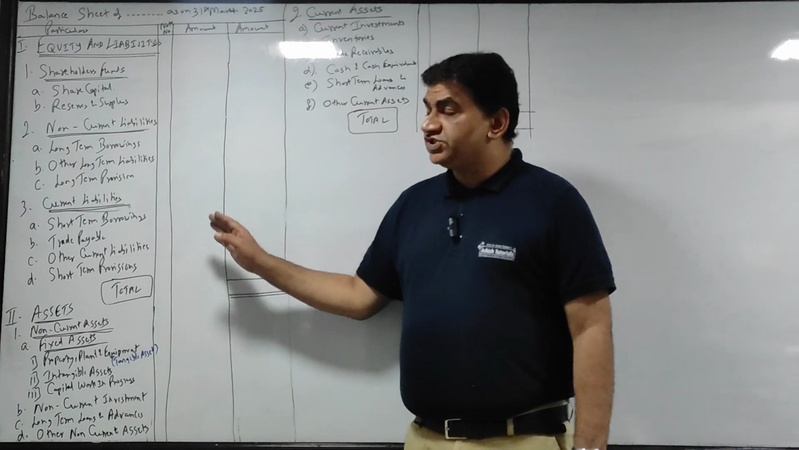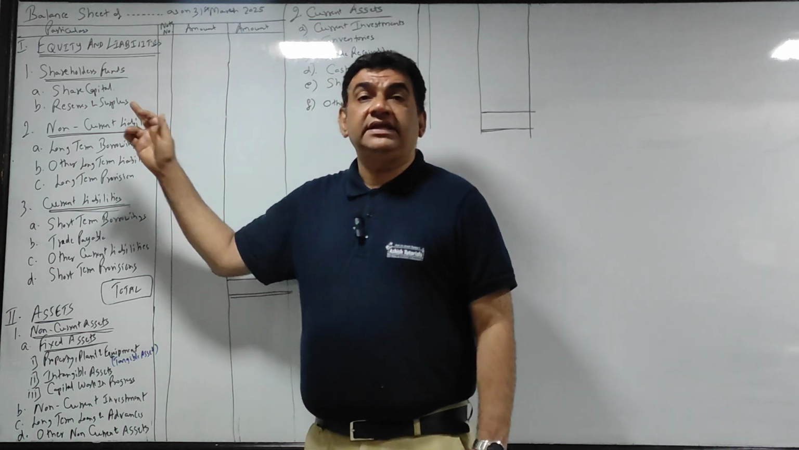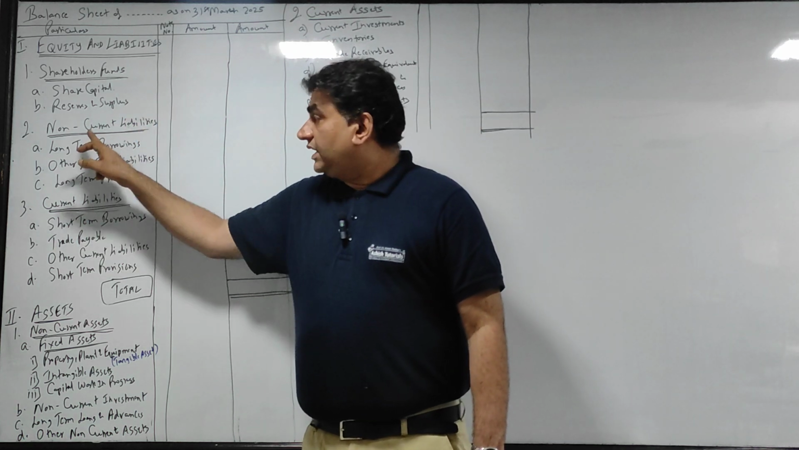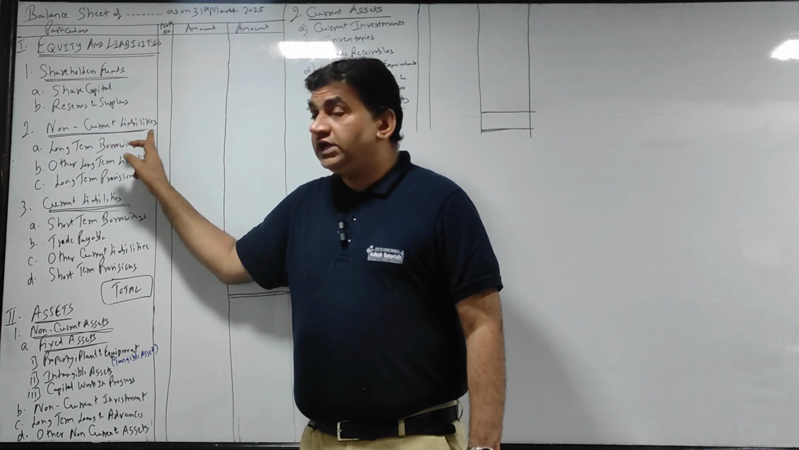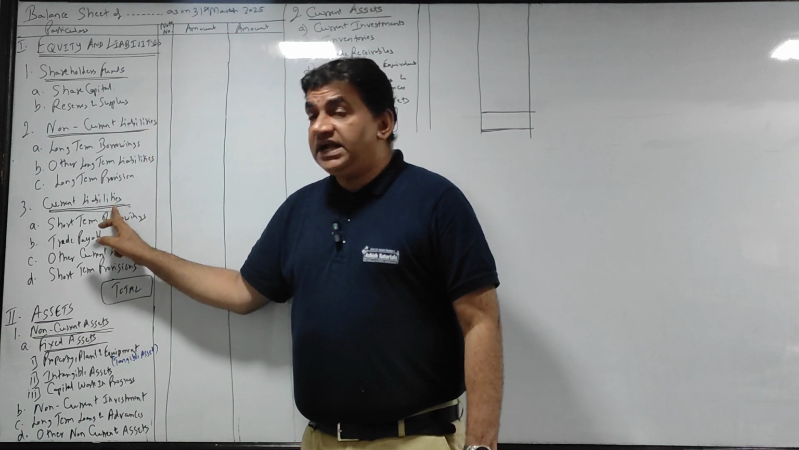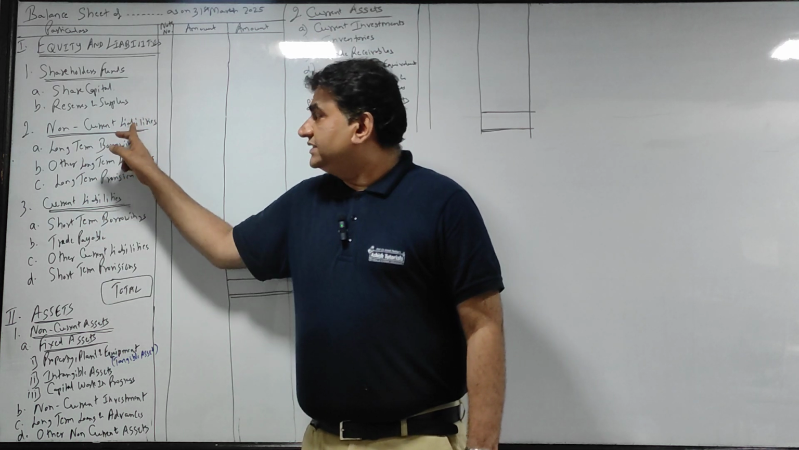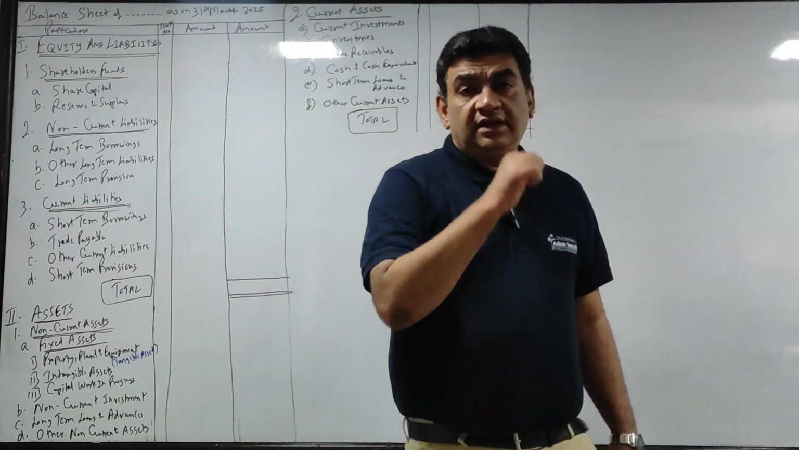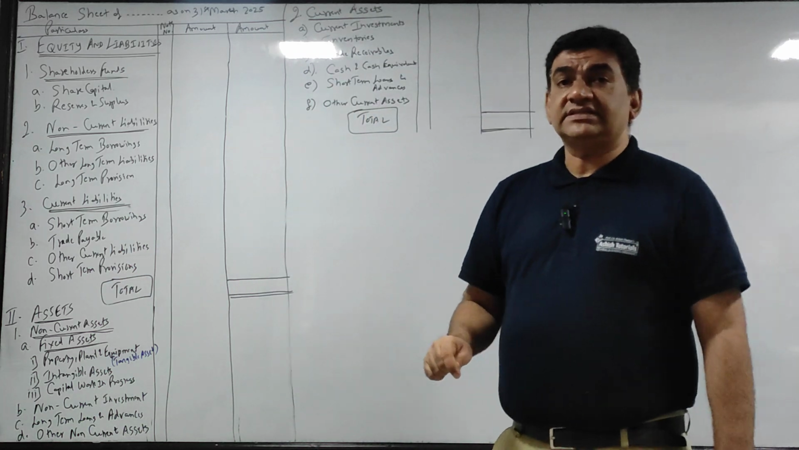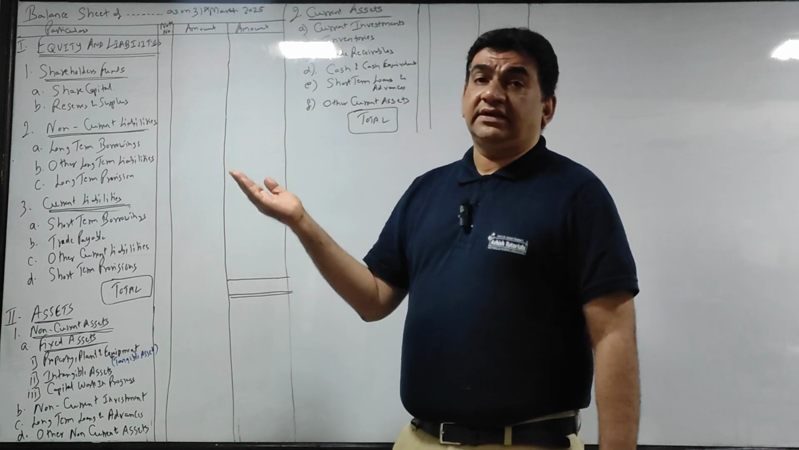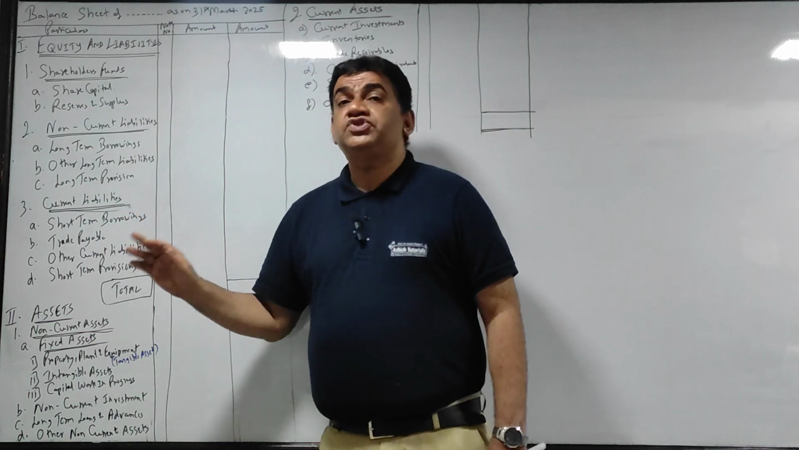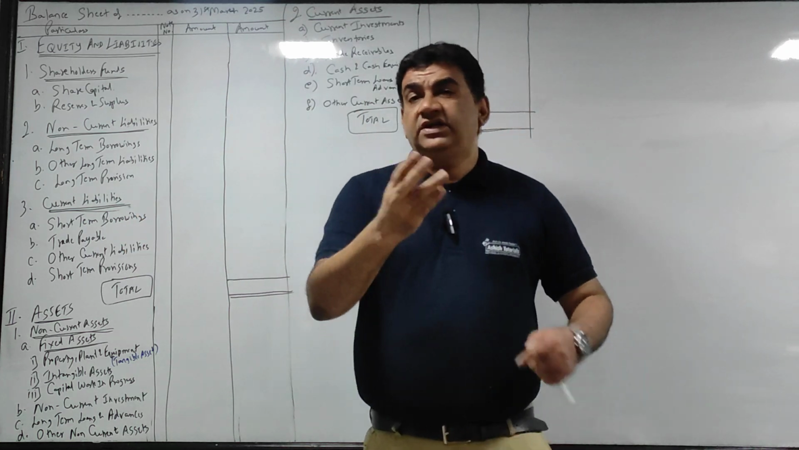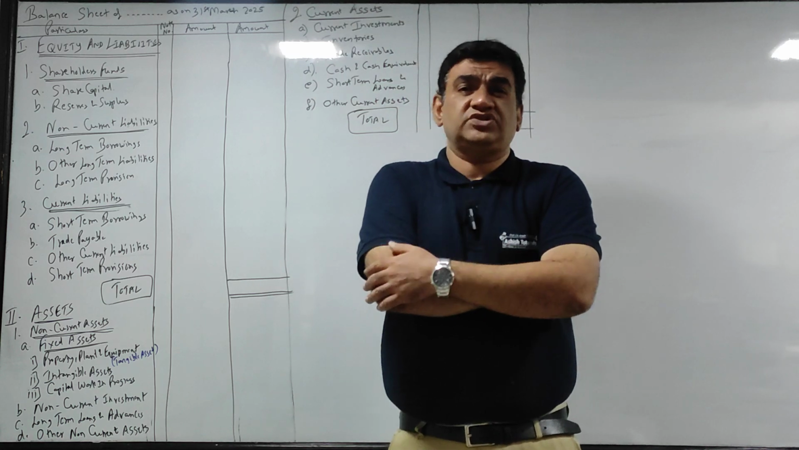Got it? So the first part of equity and liabilities was share capital. Now we come to the second part, non-current liabilities. See, understand the difference between the headings. Second is non-current, third is current. What is the difference between the two? Non-current means payable after 1 year, and current means payable within a period of 1 year. You all have done ratios and all in management accounting.